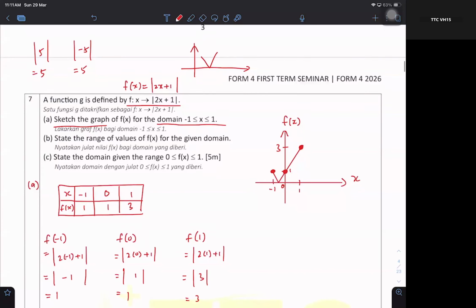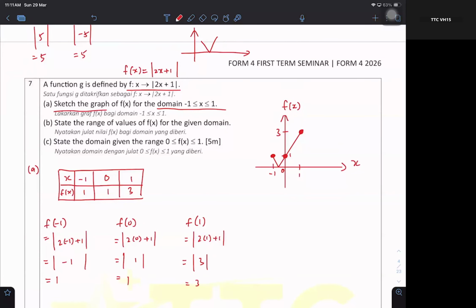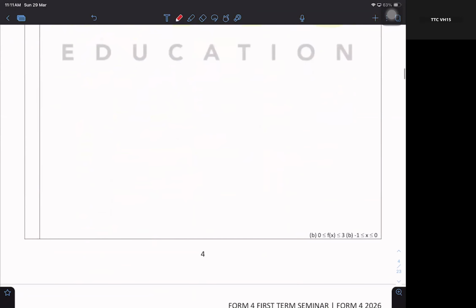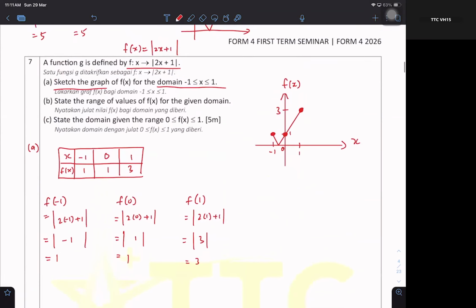This is how you draw the modulus graph. You just have to remember that the graph of modulus is always V shape. You connect these 2 points first. You don't draw this one first. You draw this one first, because here got 2 points. Then here you connect. Like that. This is the answer.